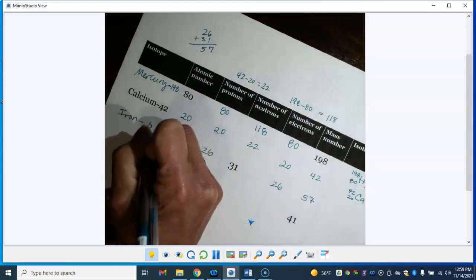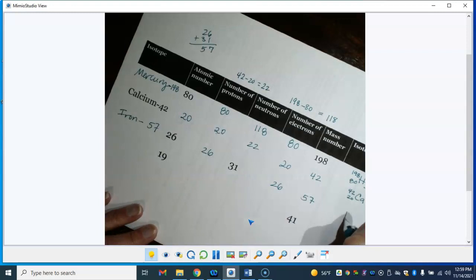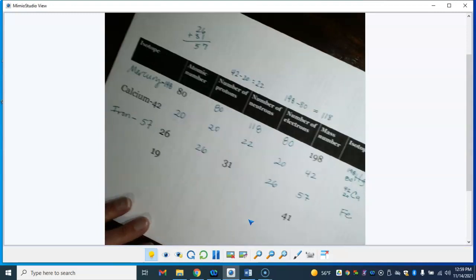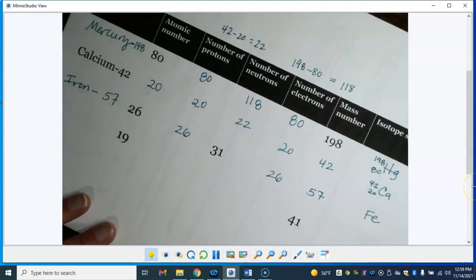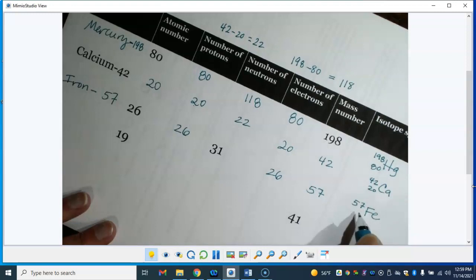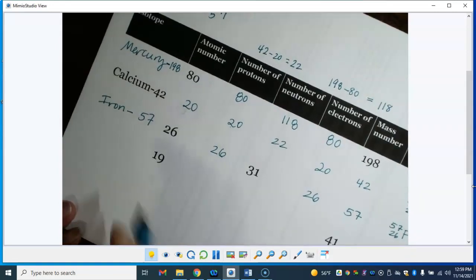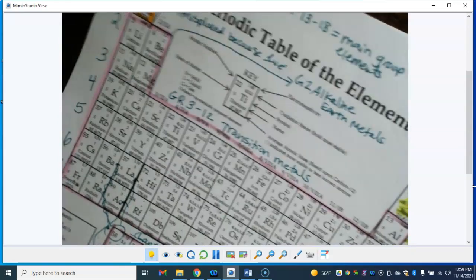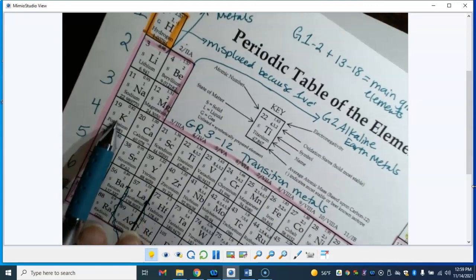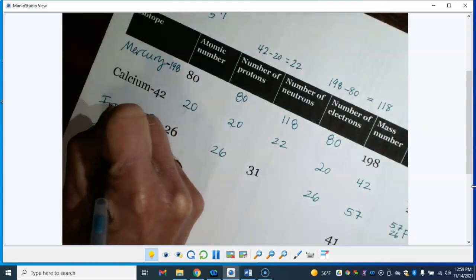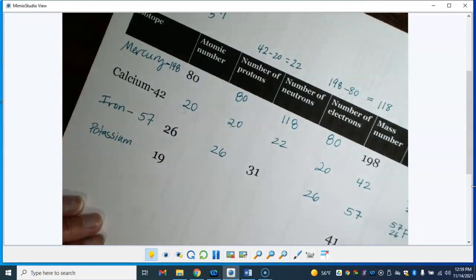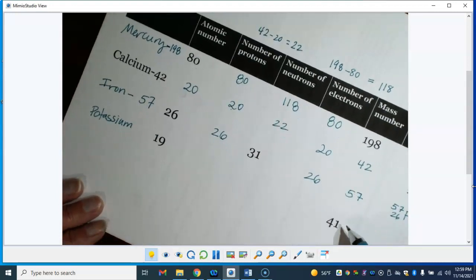So now I can attach it to my name and I can do my isotope symbol, which is Fe. And my mass number we decided was 57, and my atomic number is 26. If we look at the very last one, atomic number 19, I'm going to go to my periodic table, atomic number 19, and that's potassium. And I see that they already give me my mass number right over here, so I'm just going to attach it to the name.